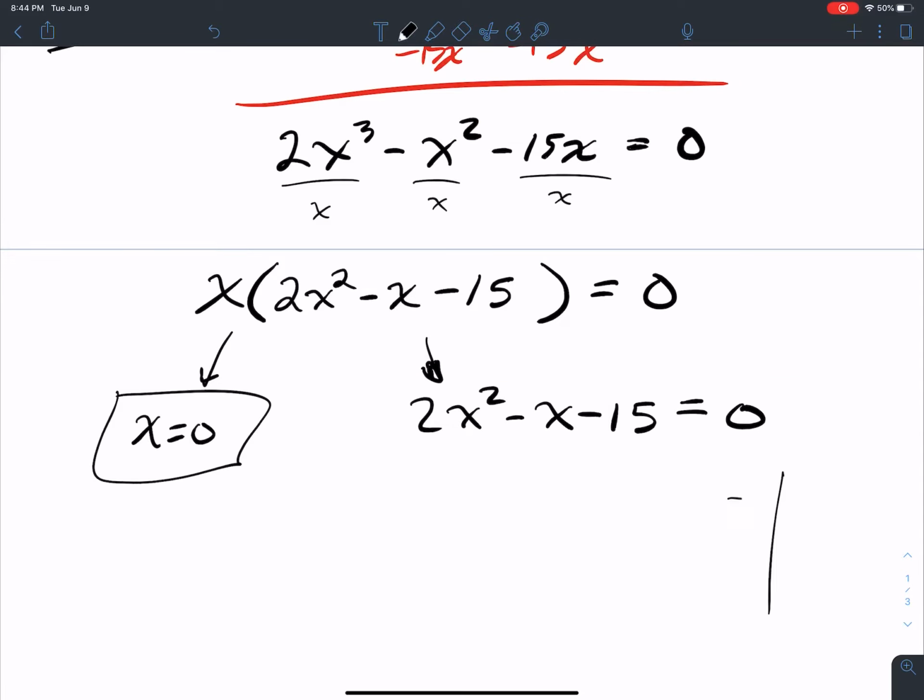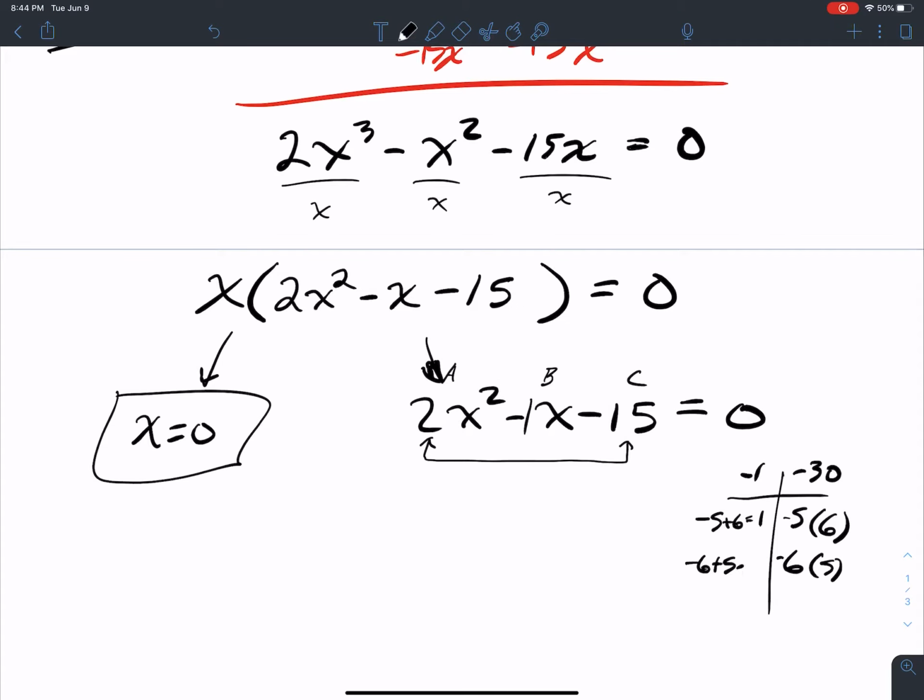To do this other one, I need the AC method. AC says I multiply A times C, the lead coefficient times the constant, so that's negative 30. And then I want it to add to negative 1. So 5 times 6, if that's negative 5, that's negative 5 plus 6, that's 1. But if I make it negative 6 and 5, negative 6 plus 5 gets me negative 1. Bingo. That's what I want. I want it to add to negative 1. So this is 2x squared minus 6x plus 5x minus 15 equals 0.